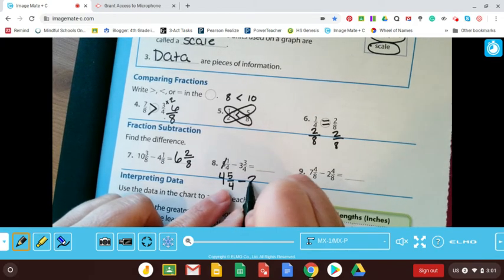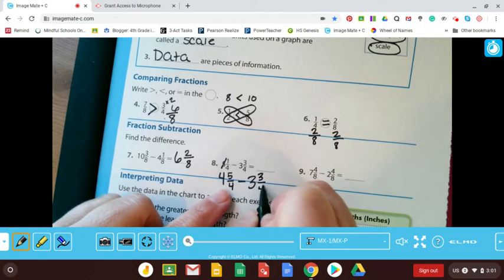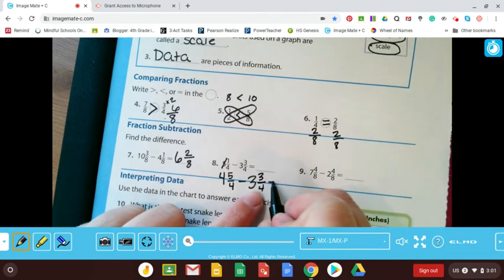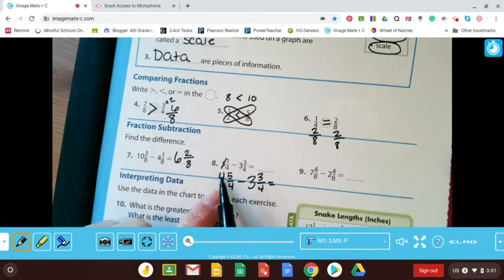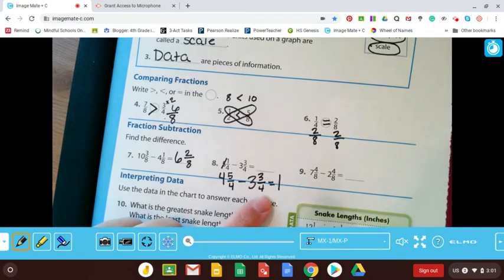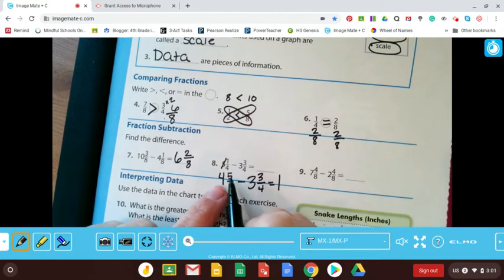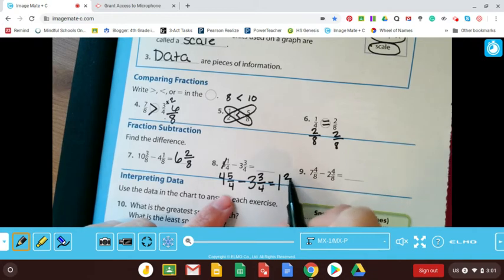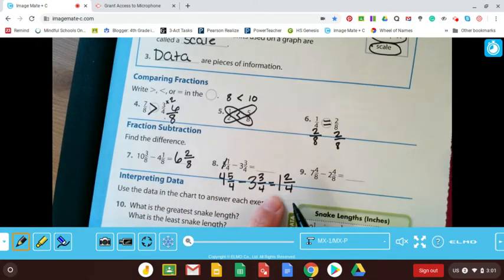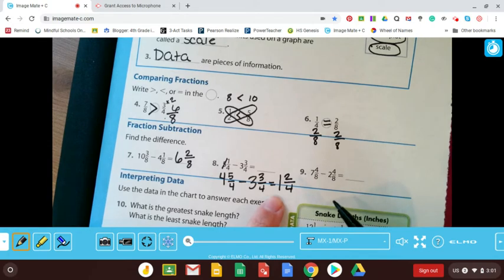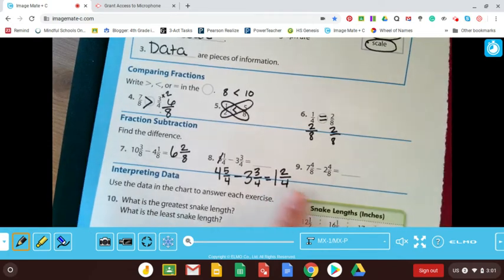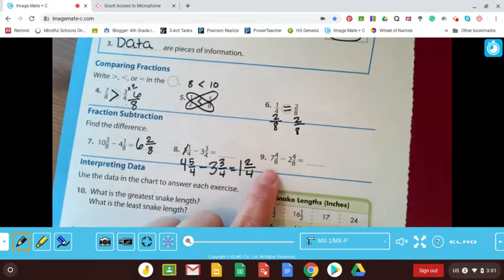Okay, now I can copy down what I had there before, and now I can work it out. 4 minus 3 is 1 whole. 5 minus 3, see how it works now, is going to be 2, and I keep my same denominator. So my answer is 1 and 2/4, or I could do 1 and 1/2 if I wanted to reduce it. All right, that was like the hardest kind, I feel like.